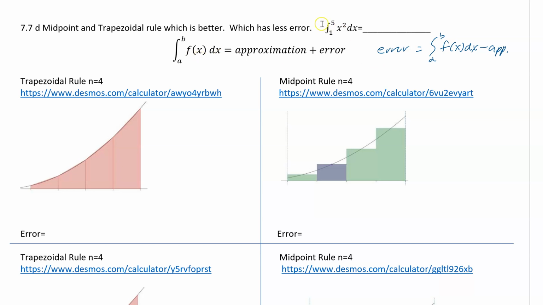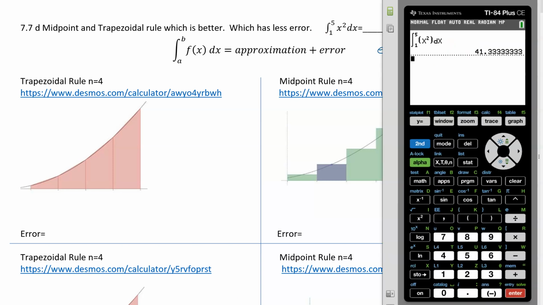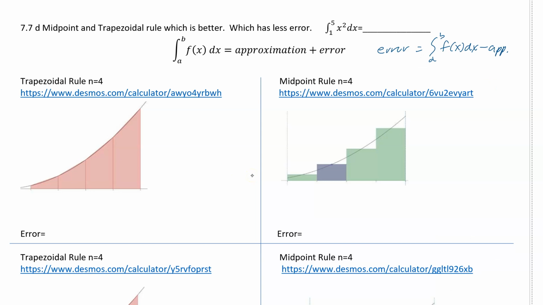So what do we need to know first? What is our actual value for this definite integral? We can plug it in the calculator, or we can use Desmos. If we use our calculator, we get 41.33. That's 41 1/3, or 124 over 3. So it's basically 41 1/3, but we'll put 41.33.